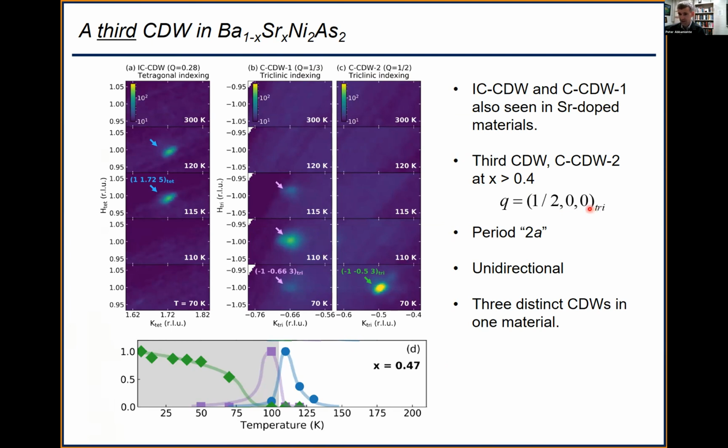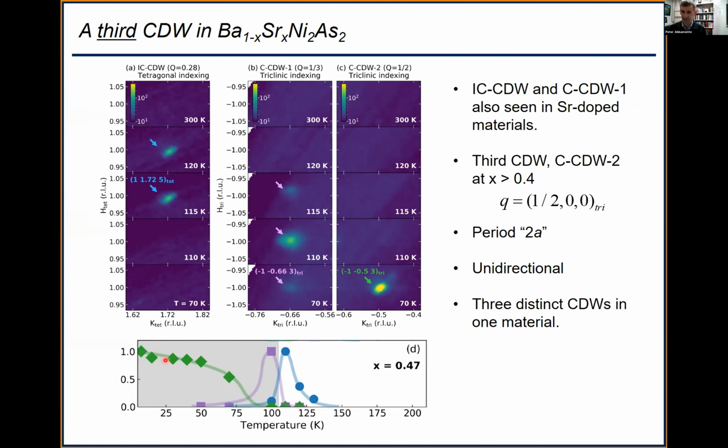If you take the material with a composition of 0.47 and just measure it as a function of temperature, it shows 3 different charge density waves. I've studied charge density waves for 25 years. I've never seen this. As you cool, this incommensurate phase forms, and then that dies quickly, and this period 3 commensurate phase forms, and then that dies, and then a third CDW with period 2 appears. And these 3 things seem to compete with one another.